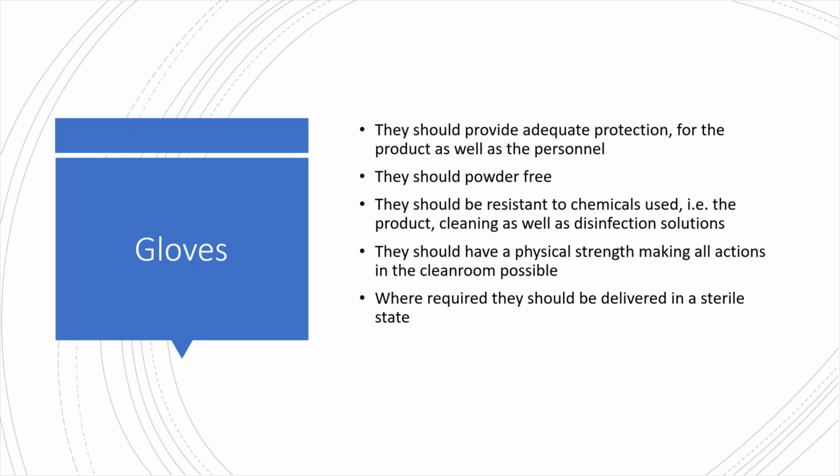Pharmaceutical manufacturers will require sterile gloves, which will come in clean room designated packaging. And these should be resistant to the chemicals used, the product, the cleaning and disinfection solutions, for example. They should have good physical strength, making all actions of clean room activity possible without tearing. Standard surgical glove packaging generally uses polycellulose spun-woven fabric, which generates a high count of particles when opened and handled. So you need to make sure that you're purchasing proper clean room gloves, not just standard hospital gloves, for example.